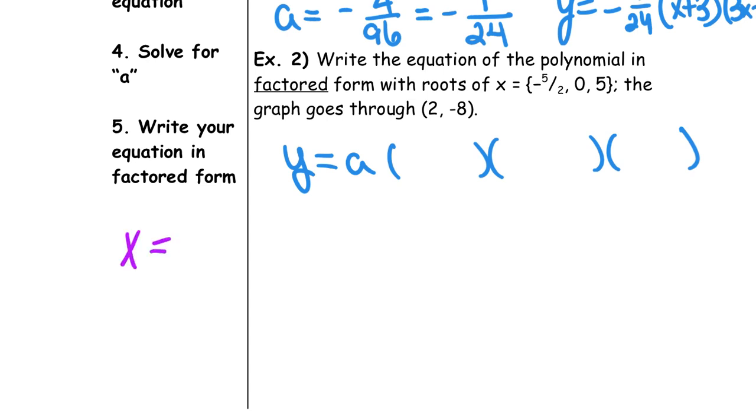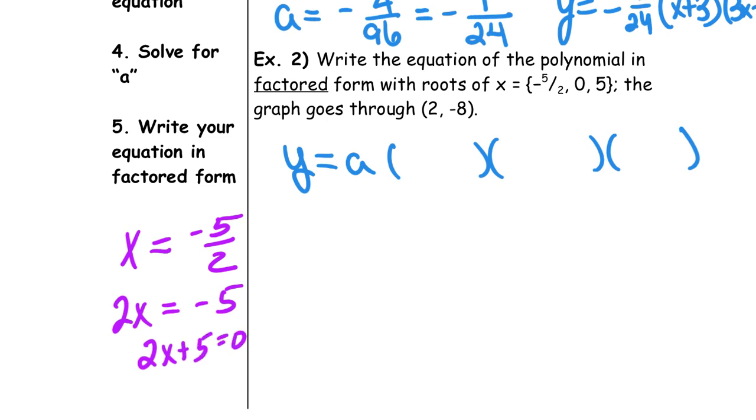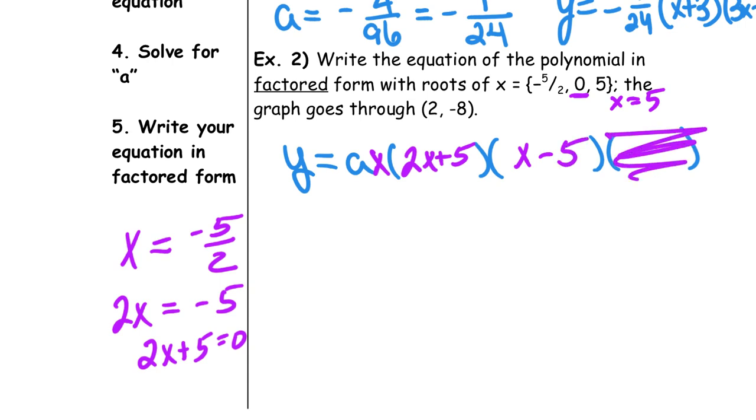So if I have x equals -5/2, I multiply both sides by 2. And then I can add the 5, and now it's equal to 0, like we take our factors and set them equal to 0. Then, of course, we have this x equals 0. Well, that's just an x right there. And then the last one is x equals 5, so that would be x minus 5. And I wouldn't need this last parenthesis over here.